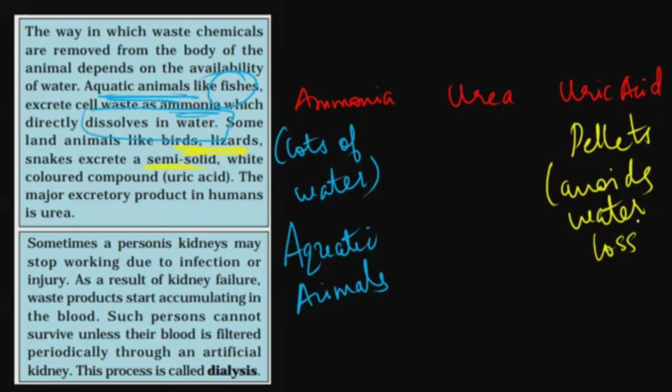So to avoid water loss, they use uric acid, because birds and snakes want to conserve their water. So they cannot excrete ammonia. They will excrete uric acid.